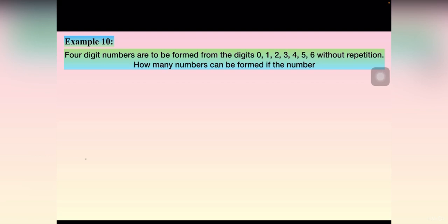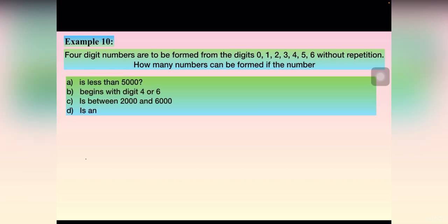Example 10. 4-digit numbers are to be formed from the digits 0, 1, 2, 3, 4, 5, 6 without repetition. How many numbers can be formed if A. the number is less than 5,000? B. It begins with digit 4 or 6. C. It is between 2,000 and 6,000. And the last one, D. it is an odd number.